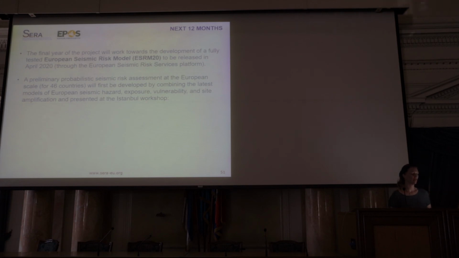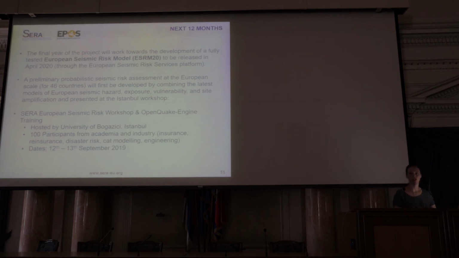So we're going to put those together to have the very first version of the European Seismic Risk Model for September, which we will be presenting at a workshop that is taking place at Boğaziçi University in Istanbul on the 12th and 13th of September. So we've invited a wide range of people, and you're also welcome to come. We still have some spaces. If anyone here is interested to come, please let me know, and I will show you the registration form. But we have space for up to 100 participants from academia, but also from industry. We have people coming from the insurance and reinsurance industry, from cat modelling companies, from engineering companies, and we want to get feedback on this first version of the model through this workshop before we release the final version next year.